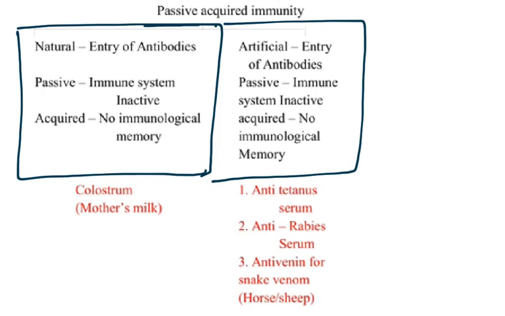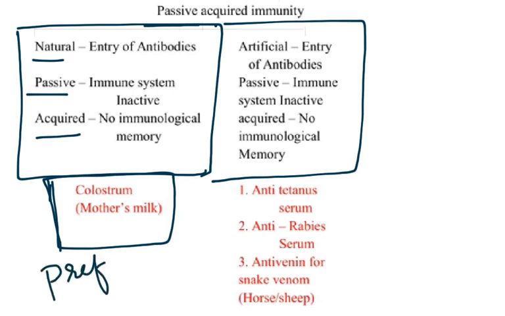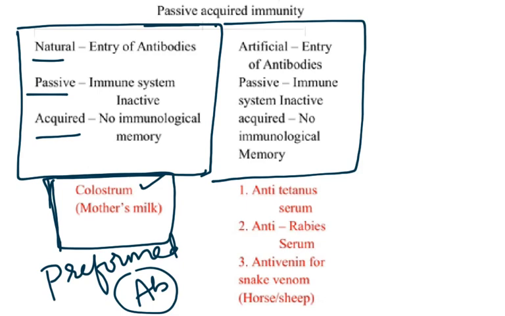The best example for natural passive acquired immunity is colostrum, mother's milk. After the parturition, after the delivery of the baby, the newborn baby may not be able to fight various kinds of infections. That's why the mother develops various kinds of preformed antibodies, and they are given to the newborn baby with the help of the initial days of milk. We call the initial days of milk colostrum.